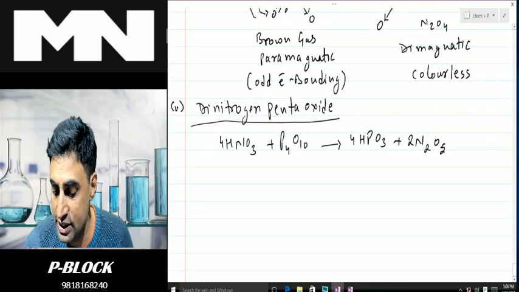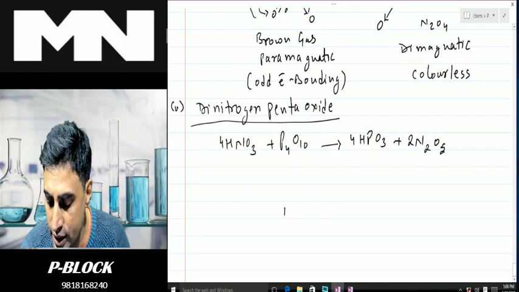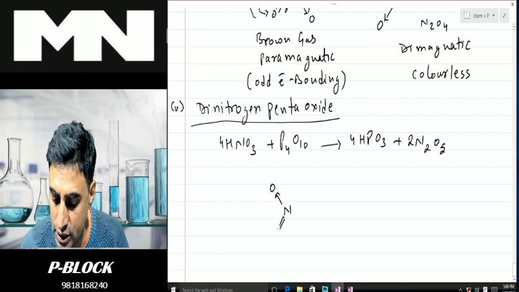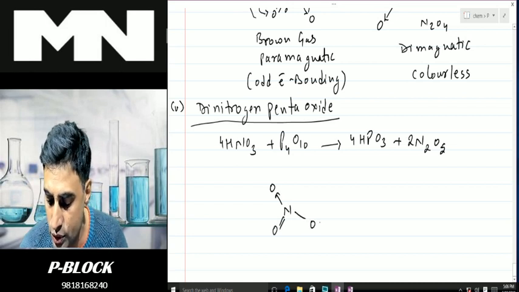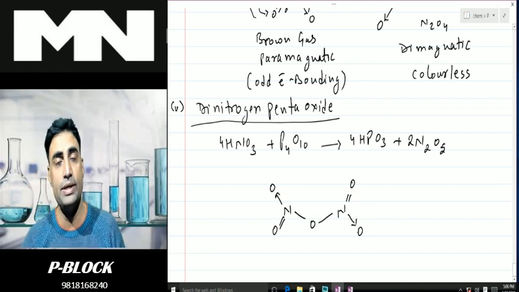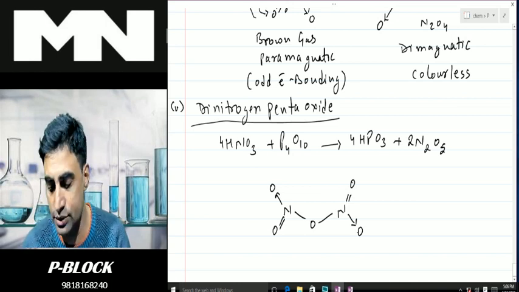Now let us have a look at the structure of N2O5. It is very similar to N2O4. Here you have nitrogen, coordinate bond to oxygen, double bond to oxygen, then a single bond to oxygen, and double bond to oxygen, coordinate bond to oxygen. So this is what dinitrogen pentoxide is. And this is all about the oxides of nitrogen.